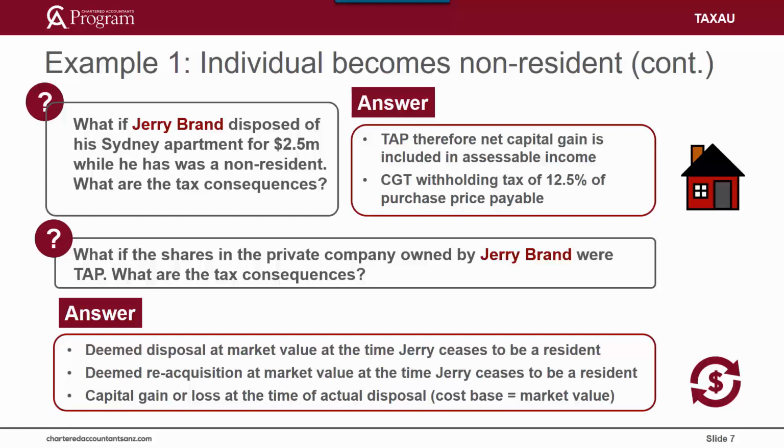Therefore, to ensure there is no double taxation, the indirect real property interests are deemed under Section 104-160 to have a cost base equal to their market value at the time the taxpayer ceases to be a resident. Or in other words, Jerry would be subject to CGT in Australia at the time he becomes a non-resident on any increase in market value up to that time, and subject to CGT in Australia when the shares are actually sold on any further increase in market value after that time.